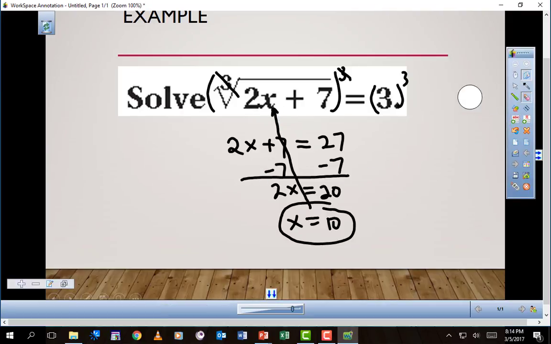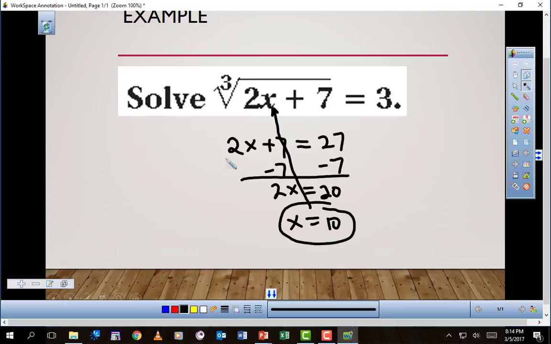So if we erase this and see what we originally had, let's see what happens. 2 times 10 would have been 20, plus 7 gives us 27 here. And the cube root of 27 is 3, so it does work. So there you have it. Let's do a couple more and then we'll be done with part 1 of this lesson, and part 2 we'll just do some more of these.